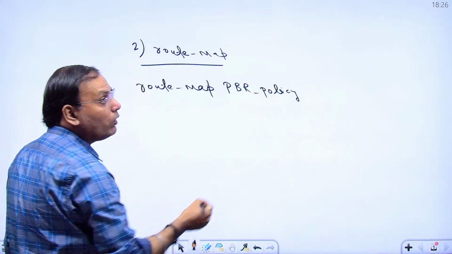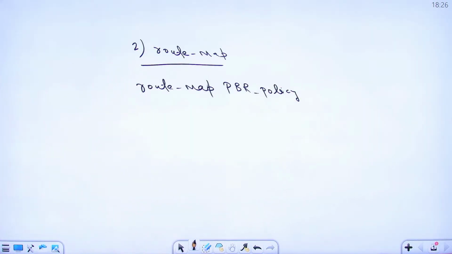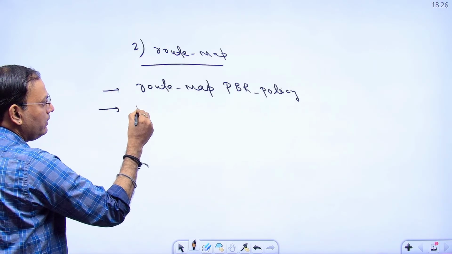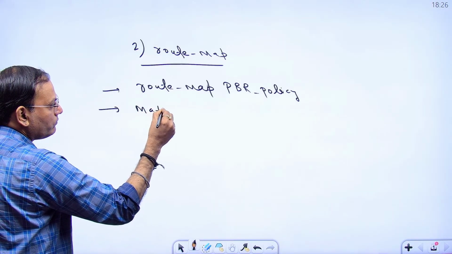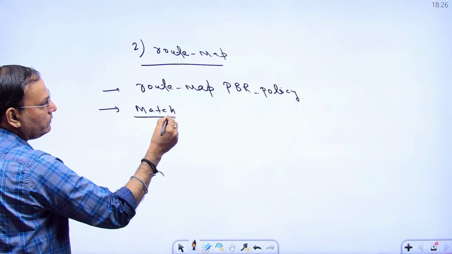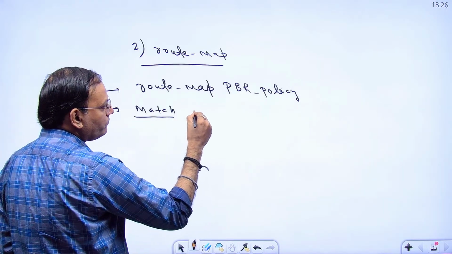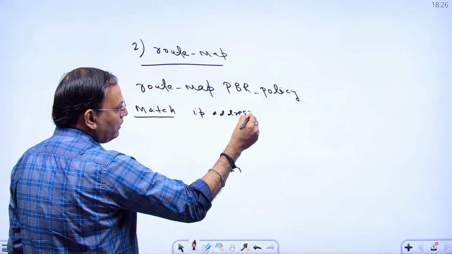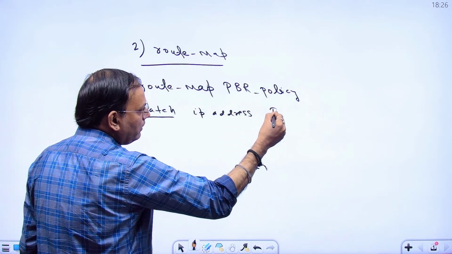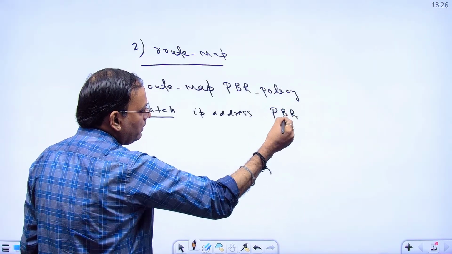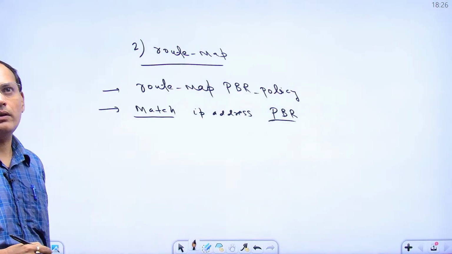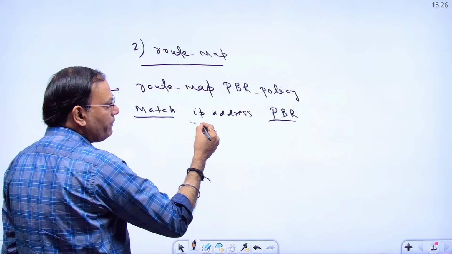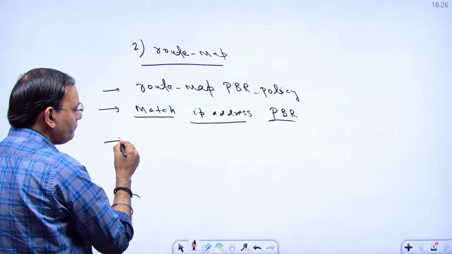And then in the route map, I have to match that access list which I have configured. So I will put one statement here, match IP address, the name of the IP address was PBR, policy based routing. Okay, match IP address PBR, and then I have to define the next hop.